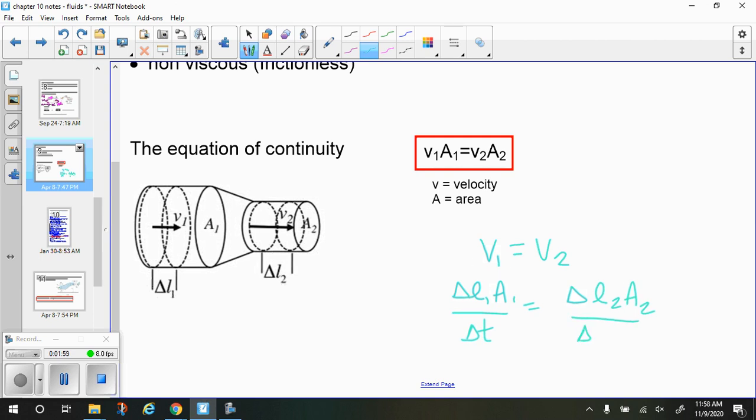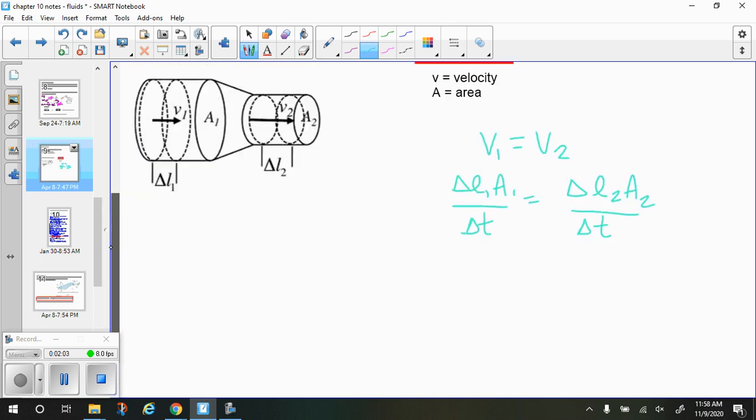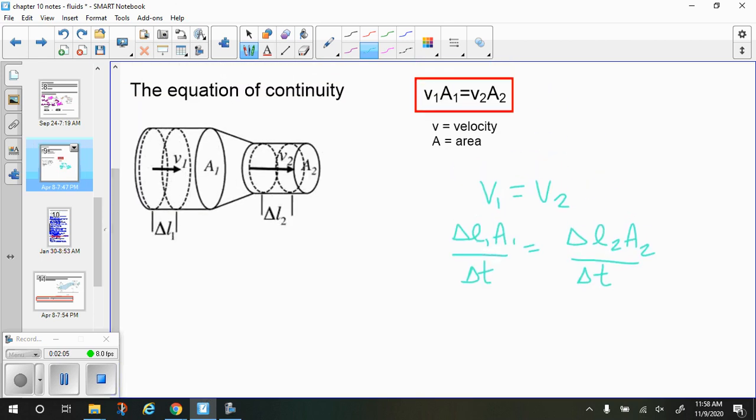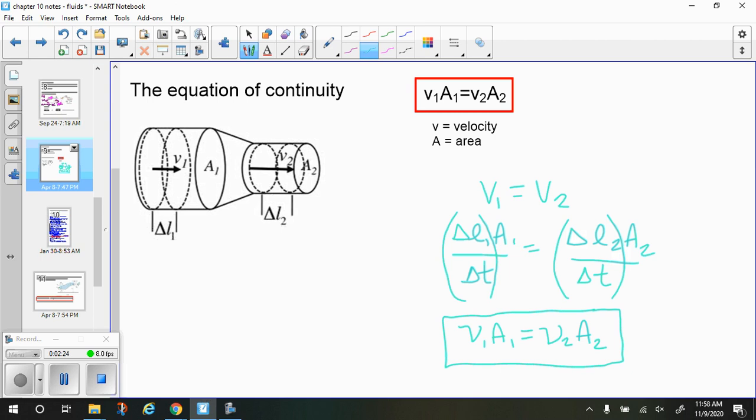If we divide both sides by t, then I can just regroup. And if I regroup this delta L1 by t, that gives me a change in position over a change in time, which is a velocity. So I get velocity 1 times A1 equals velocity 2 times A2. So this is an important equation to be able to derive and understand and use. It's the equation of continuity.